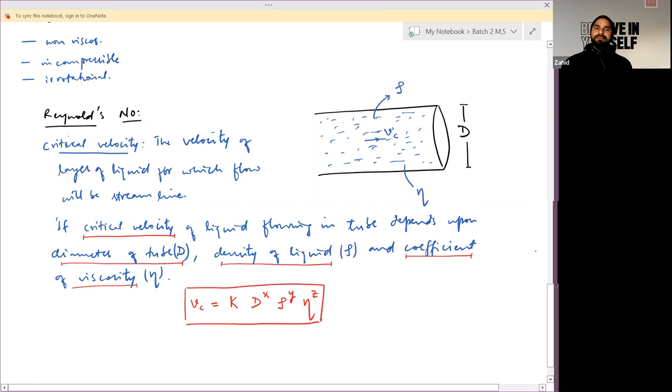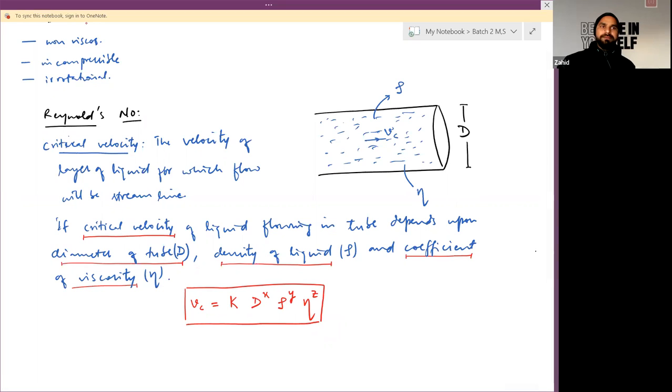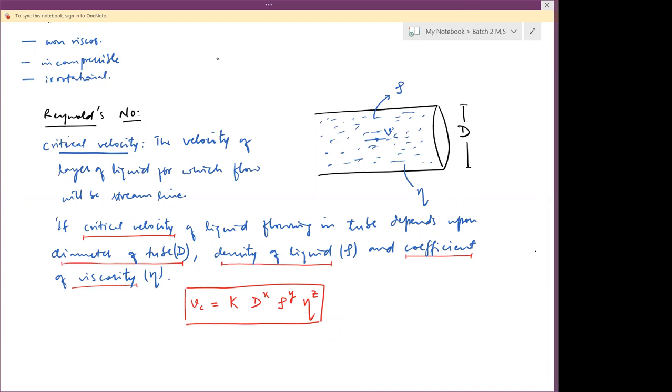Is it clear? Yes, sir. Yes, sir. Asma, Riaz, any doubt? Aisha, any doubt? No, sir.